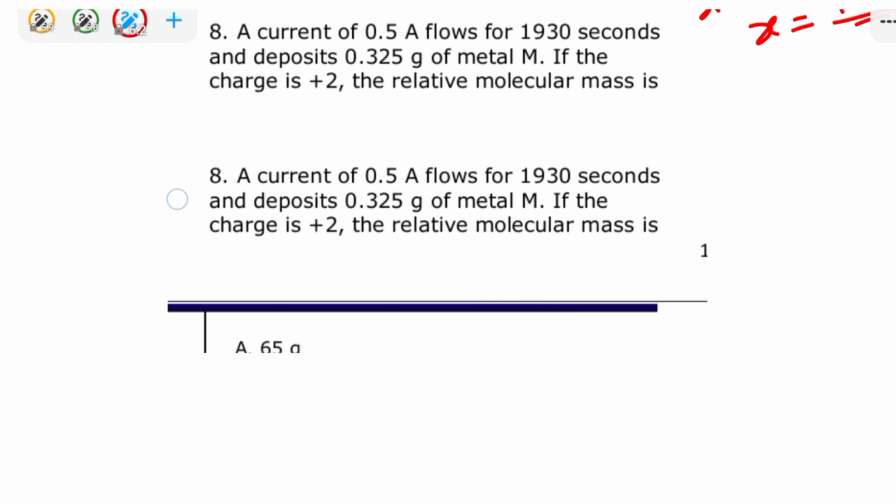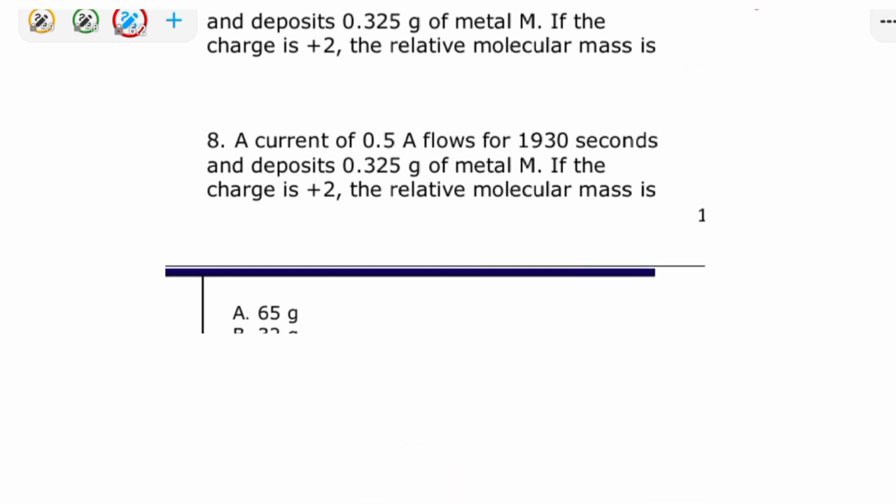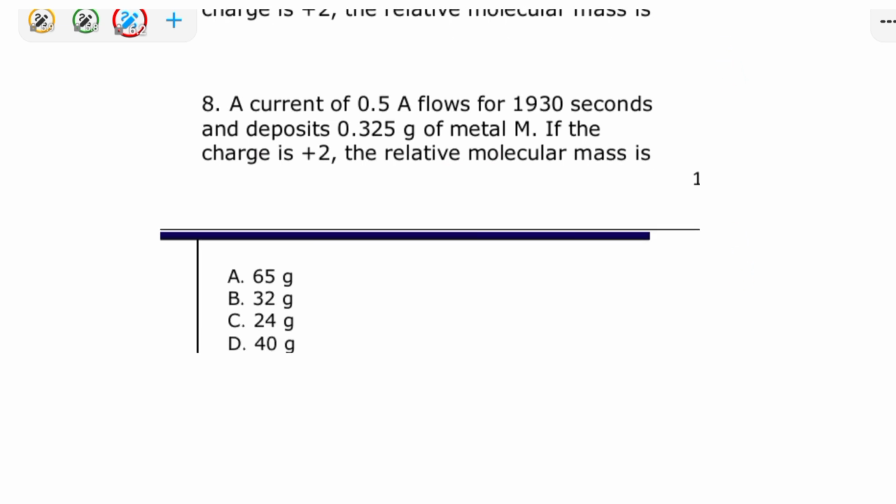For number 8, a current of 0.5 amperes flows for 1930 seconds and deposits 0.325 grams of metal M. If the charge is plus 2, we have to find the relative atomic mass. Okay, so there's a formula. This is under electrolysis. This is the topic, electrolysis. So they're going to use the formula m is equal to MIt divided by CF. Very short and straightforward formula to give you the answer fast.